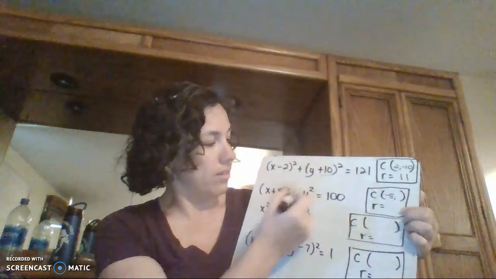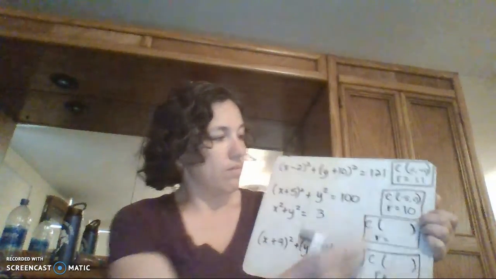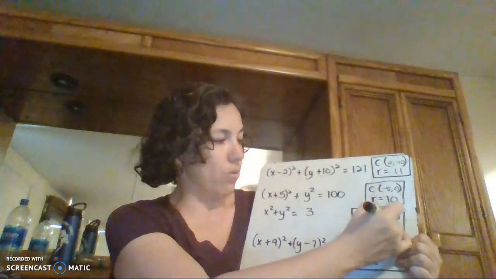And there's nothing with the y, so it's going to be 0. And the square root of 100 is 10. Okay, right here, there's nothing with either one, so the center is at the origin.